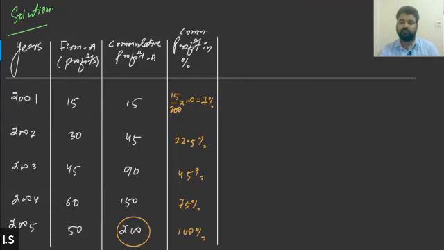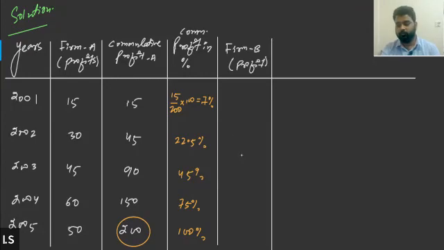Okay. So we need to take these steps with respect to firm A, and similarly we will be taking the same steps for firm B as well. So now let me write down the values for firm B. Profits of firm B are 20, 30, 45, 60, and 45 again.